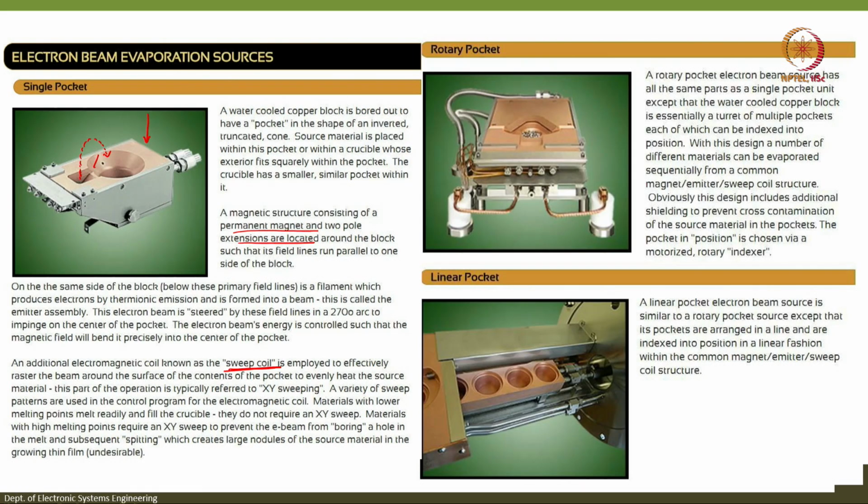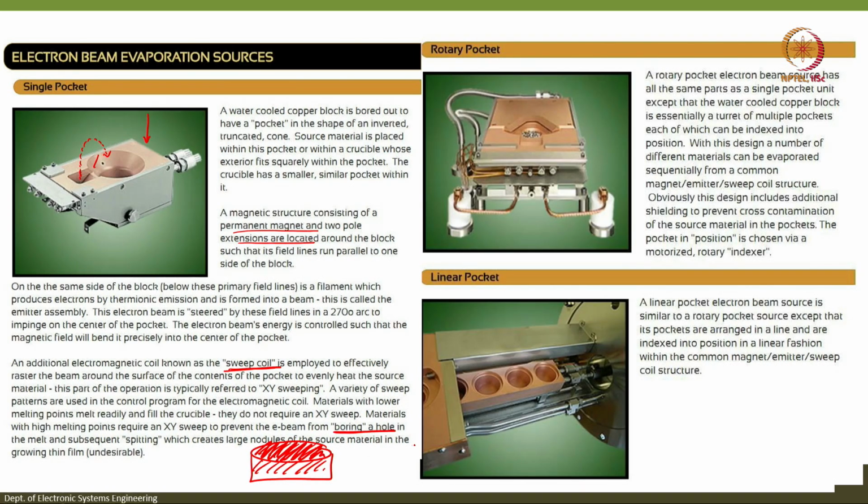Materials with lower melting point melt readily and fill the crucible. They do not require XY sweep. Materials with high melting point require an XY sweep to prevent the E-beam from boring a hole in the metal. That means that if you have a crucible and the material loaded onto the crucible, and it is a high melting point material, then we have to sweep it uniformly.